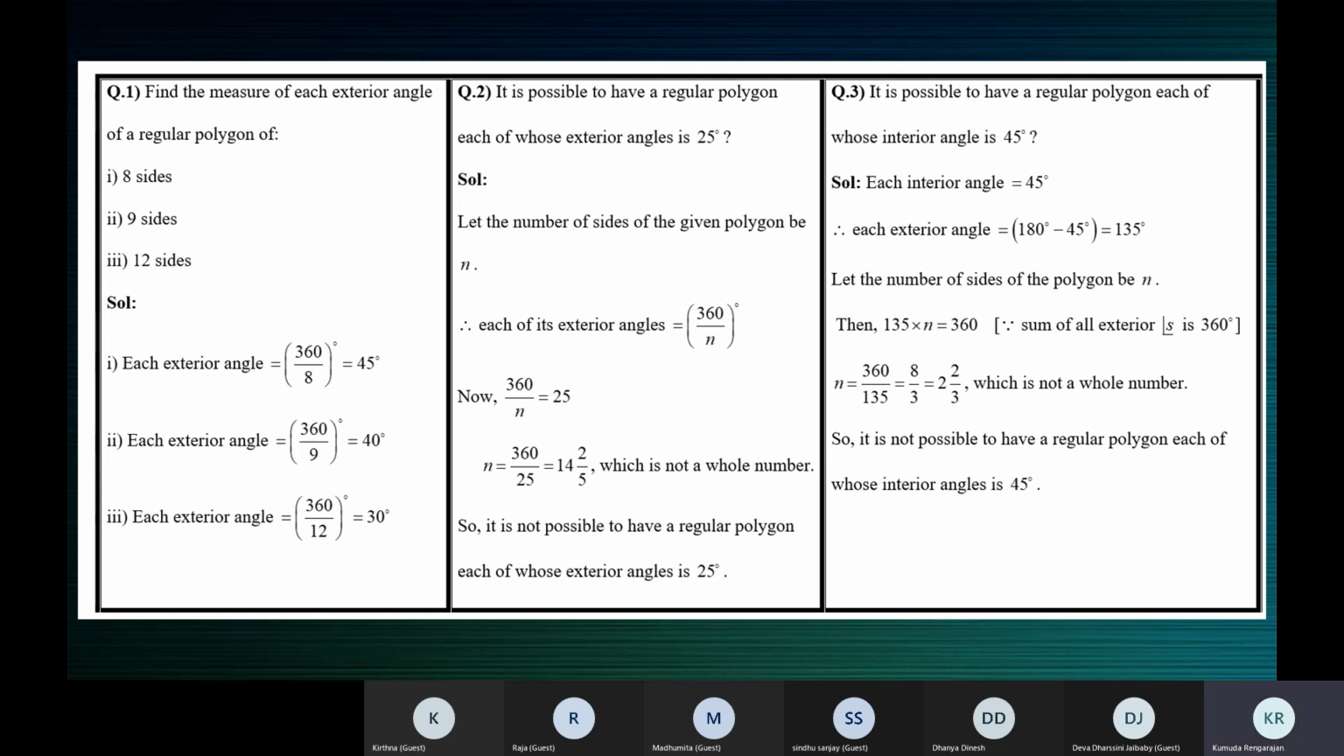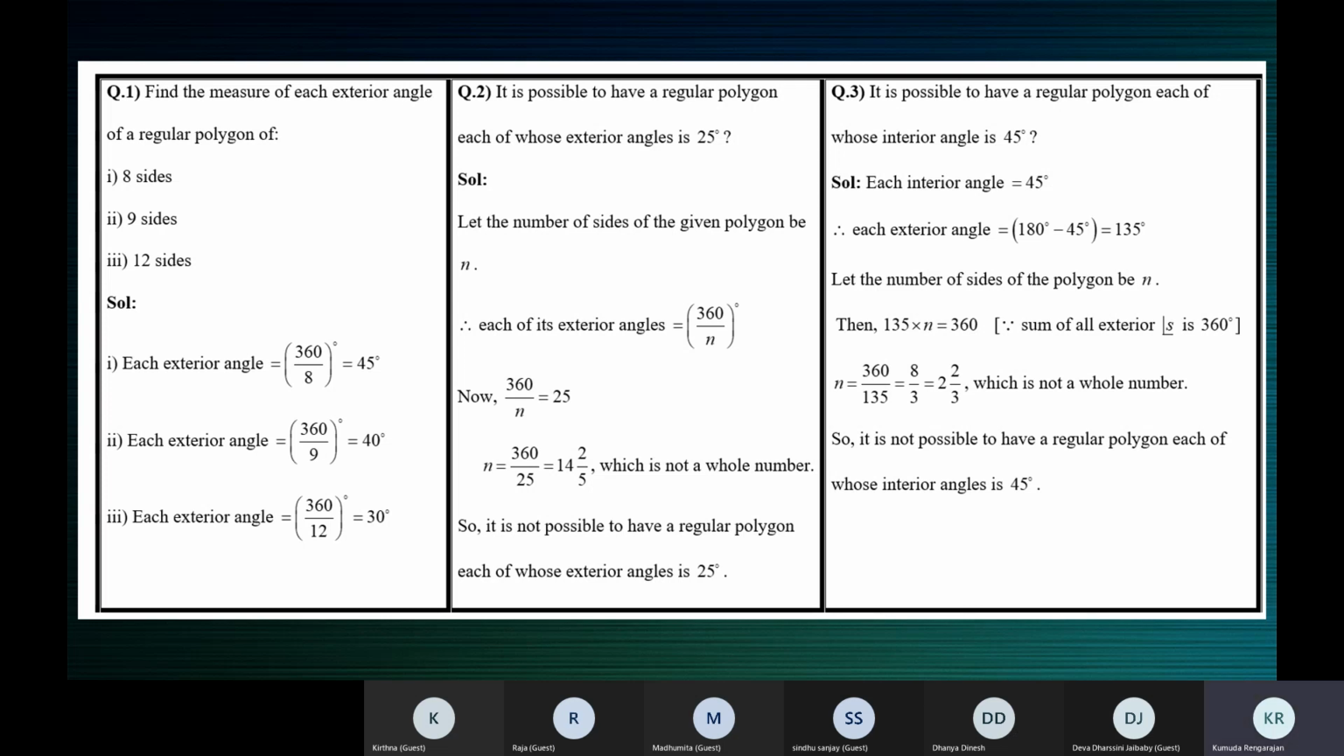In a polygon, it may be possible. In any polygon, an interior angle can be 45 degrees. There is no regular polygon whose interior angle is 45 degrees. That's the meaning. If it's just a polygon, not a regular polygon but an irregular polygon, one of the interior angles may be 45 degrees. It's not that 45 degrees is not possible in a polygon at all.